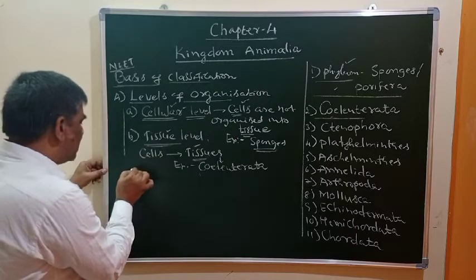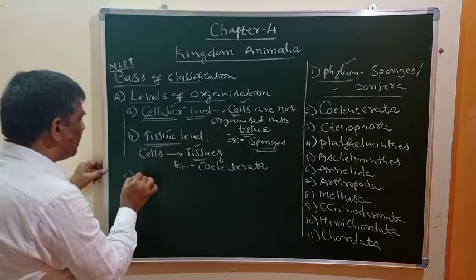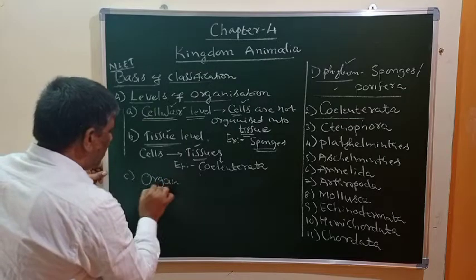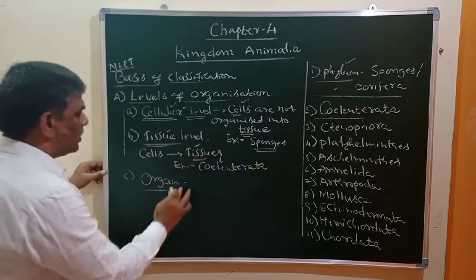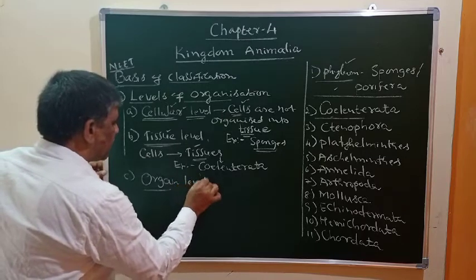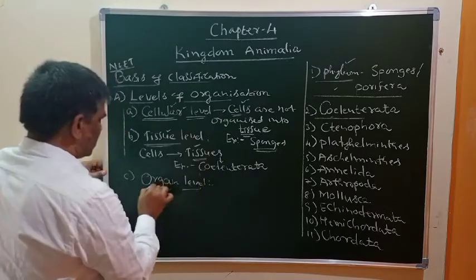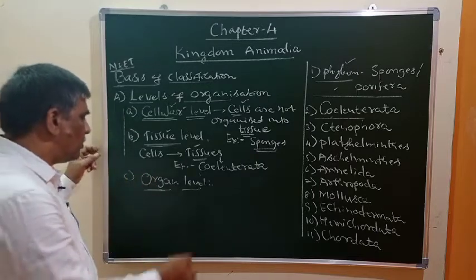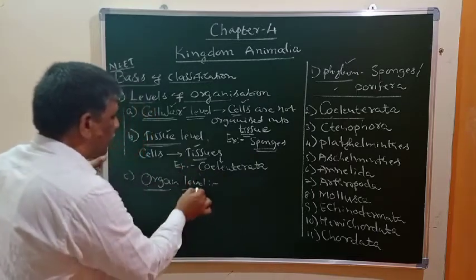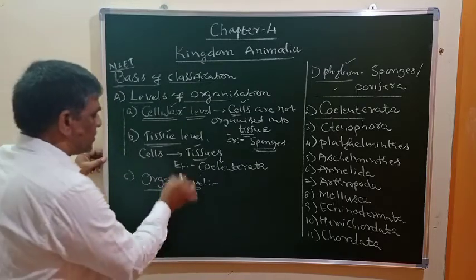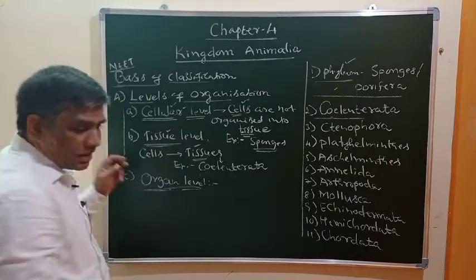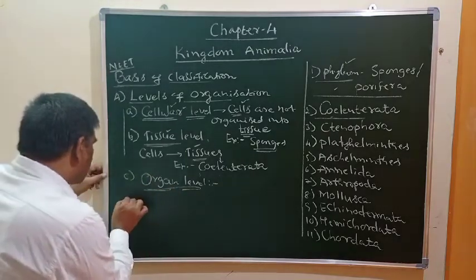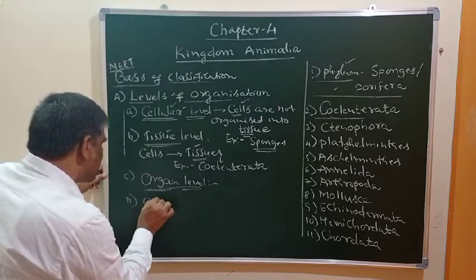Next is the organ level, which I have already mentioned. Organ level of organization means tissues are organized into organs, different organs. Organs are present here, but you cannot find any organ systems. Such a level of organization is called the organ level of organization. And the next one is called the organ system level of organization.